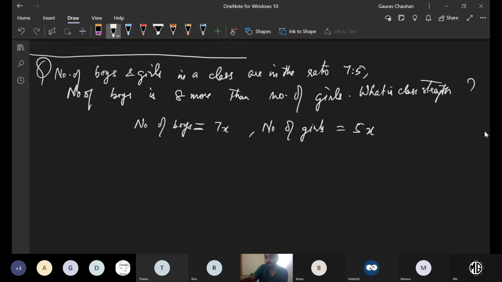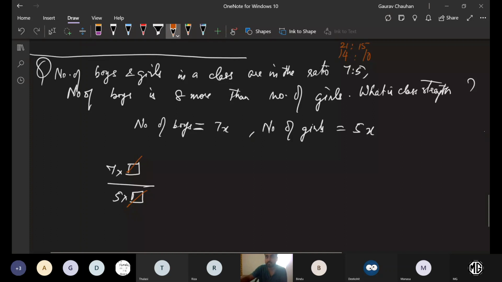If I have number of boys is 7 into something, number of girls is 5 into something. Whatever that something is, that is getting cancelled. That may be 1 also. Maybe number of boys is 7, number of girls is 5. Maybe number of boys is 14, number of girls is 10. Maybe number of boys is 21, number of girls is 15. It can be anything. But this is the ratio.